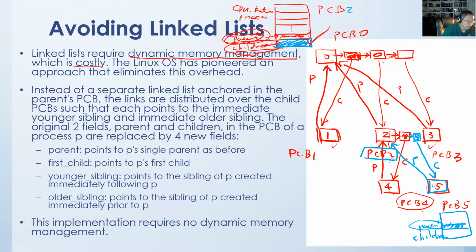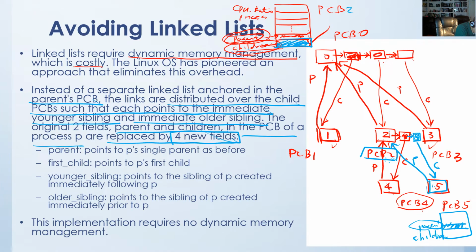Now the Linux operating system tried to implement another approach. Instead of a separate linked list anchored in the parent PCB, the links are distributed over the child PCBs such that they each point to the immediate younger sibling and immediate older sibling, and the original two fields, parent and children, in the PCB of the process P are replaced by 4 new fields. Now you can probably figure out why this is simpler, why this is better.